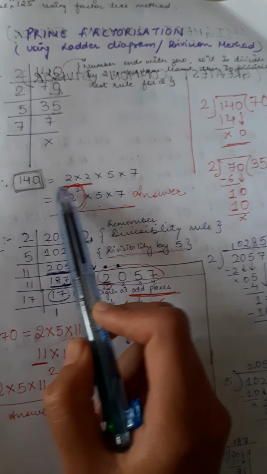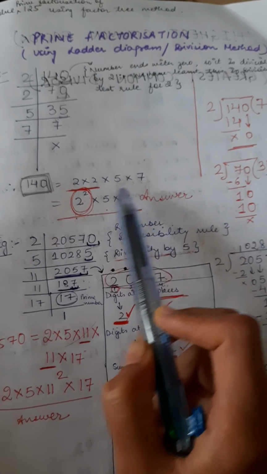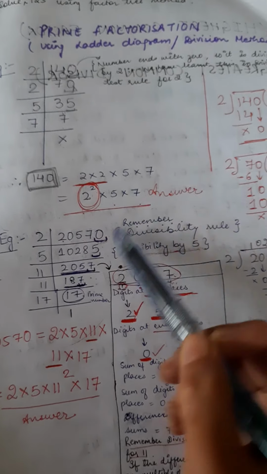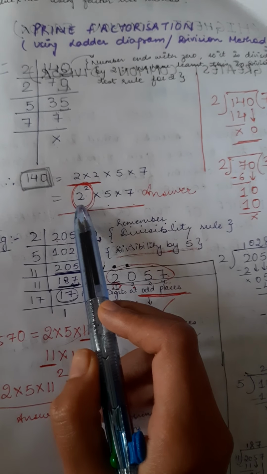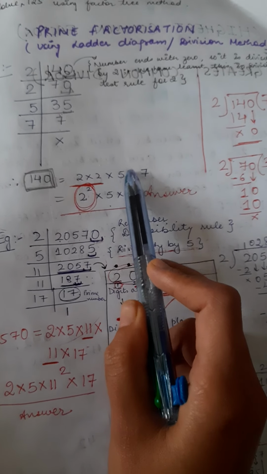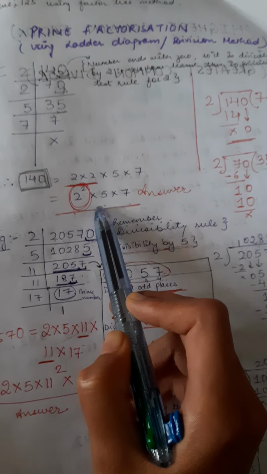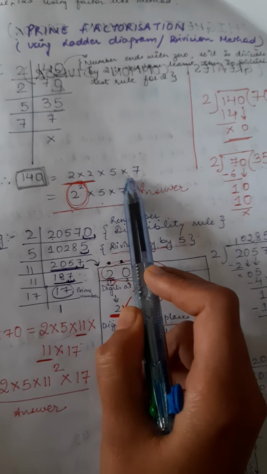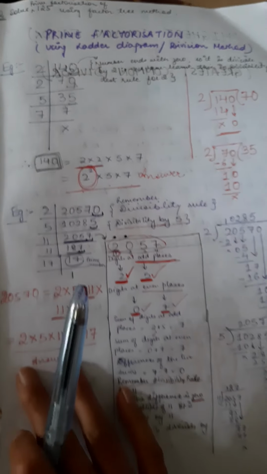So here you can see I have written the multiples here, which give me 140, and here the answer I have written in the exponential form. Like 2 raised to the power 2. 5 is only one time, so no need to write down 1, it's understood. And 7 also is one time, so no need to write it down.